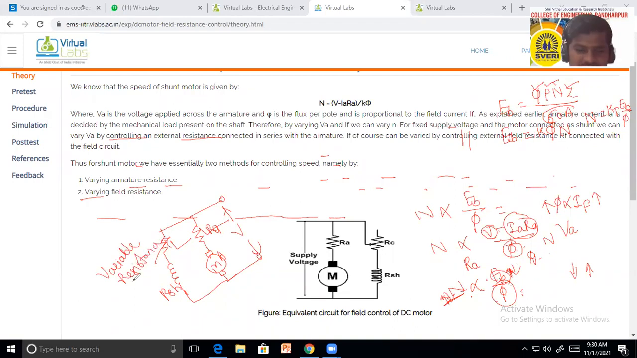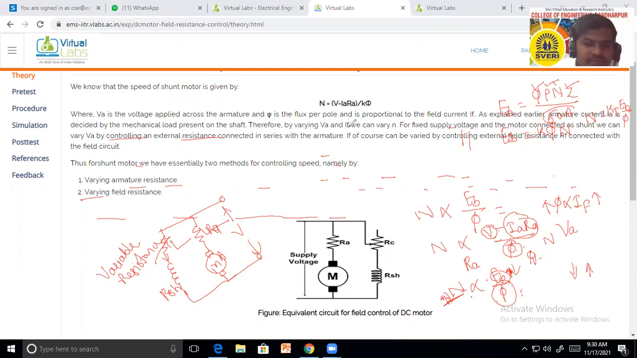So in our practical we are inserting one rheostat, that is by varying the knob we are changing the value of resistance. So this is the variable resistance we inserted. By varying this value of resistance we are either increasing or decreasing the current. So this increase or decrease in the current, according to the equation, changes the value of speed.